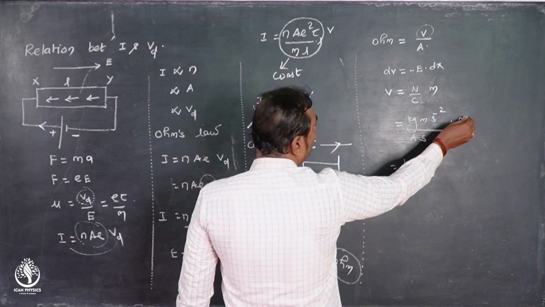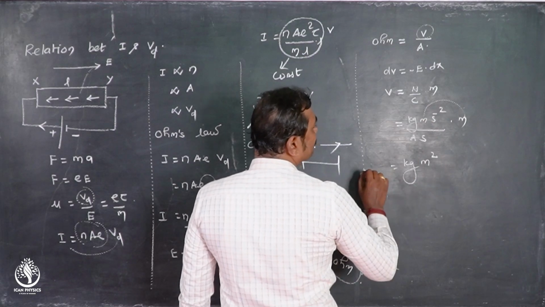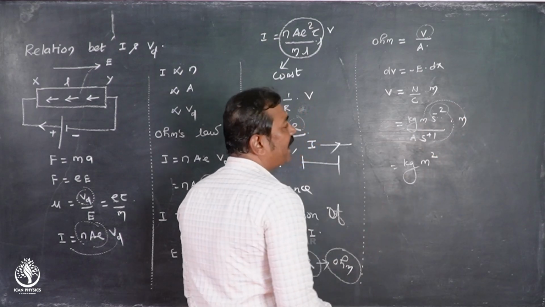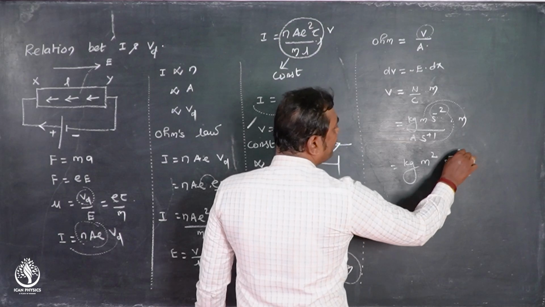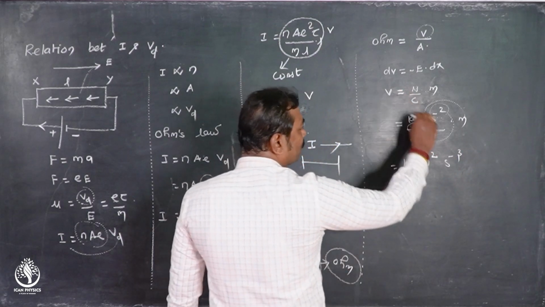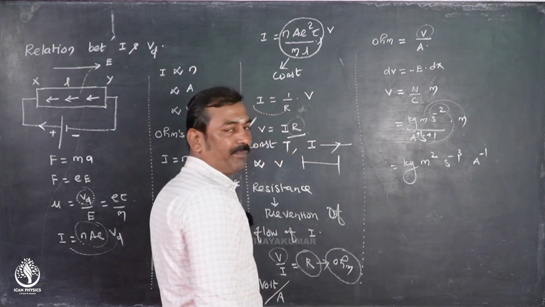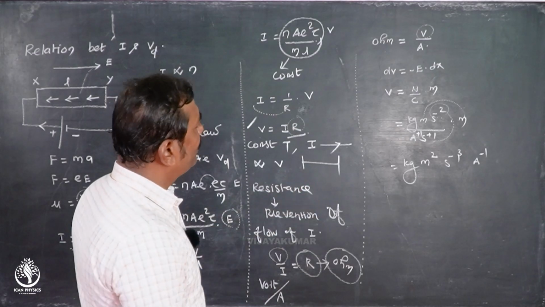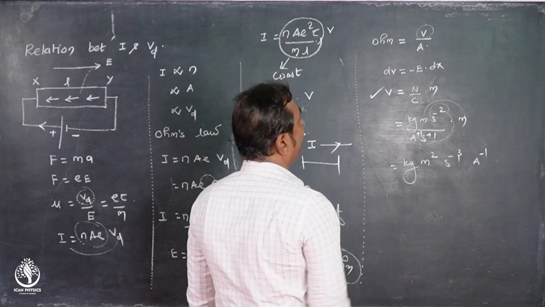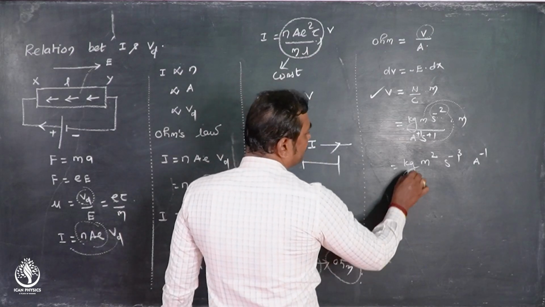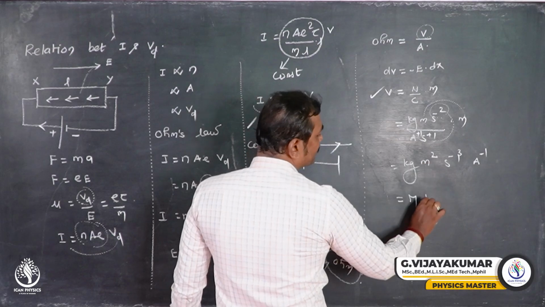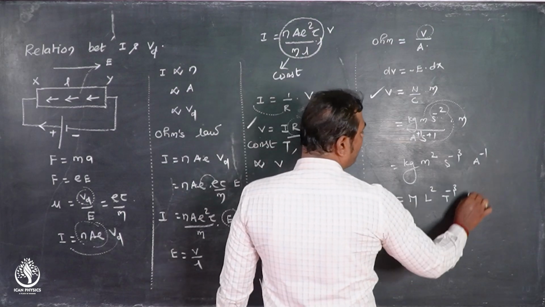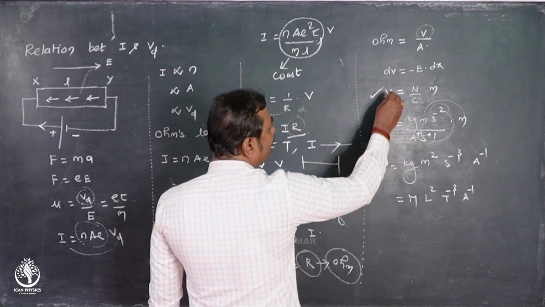So kilogram meter into meter squared. The power of the denominator term goes to the numerator with a negative sign. Already having second power minus 2, so second power minus 3. Ampere power minus 1. This is the equivalent unit of volt. Now we can convert: kilogram is M, meter squared is L squared, second power minus 3 is T power minus 3, A power minus 1. This is for volt.